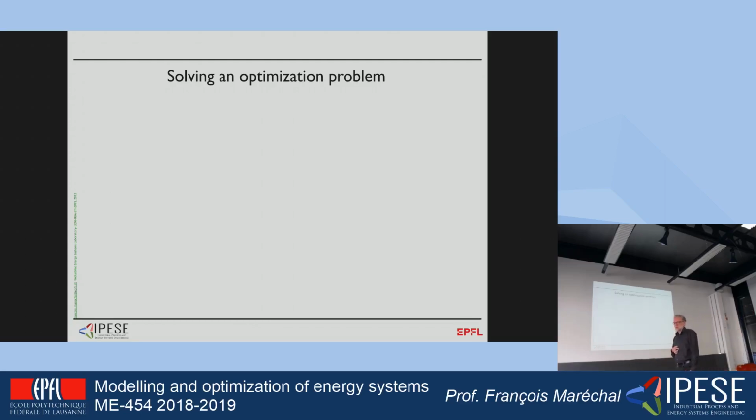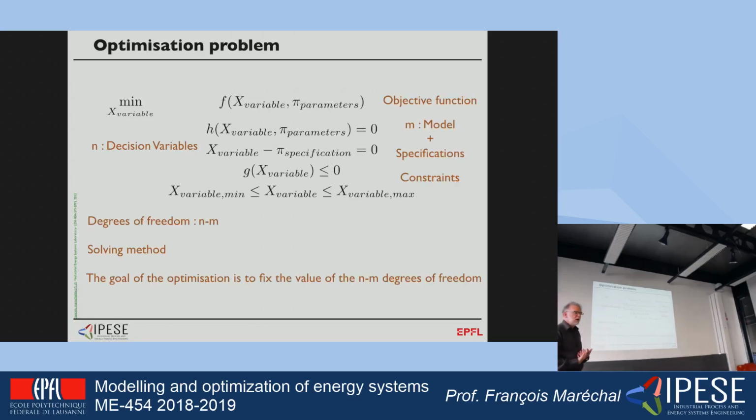My goal is to explain to you how to solve the optimization problem. Last week we saw that we can state the optimization problem in different ways. From the numerical point of view, it always appeared as an objective function to be minimized or maximized, in the context of a list of constraints that represent the models that we have.